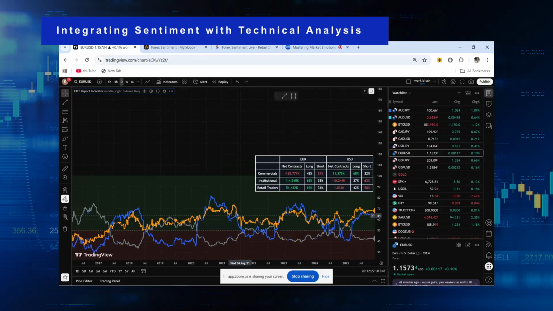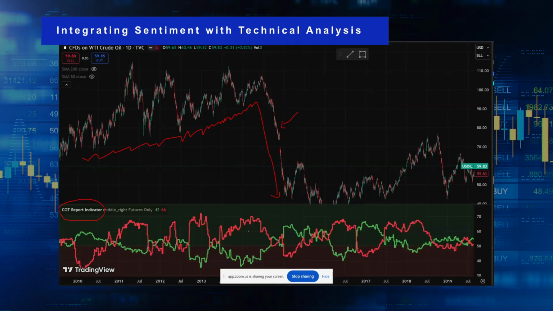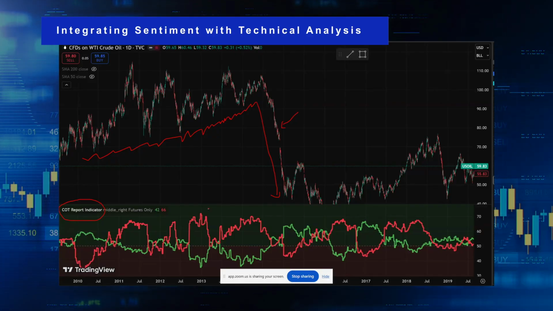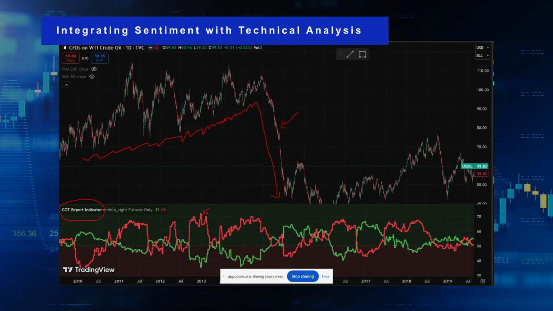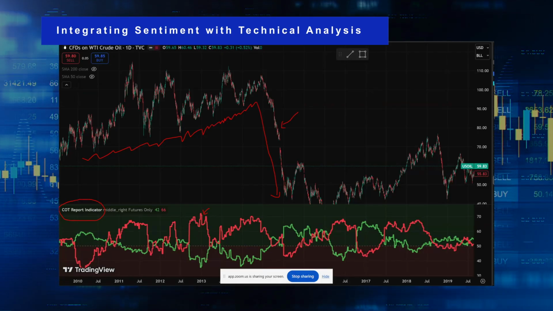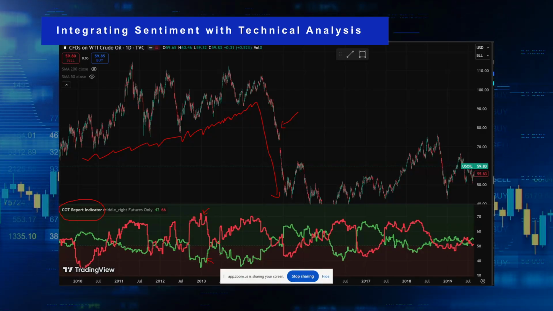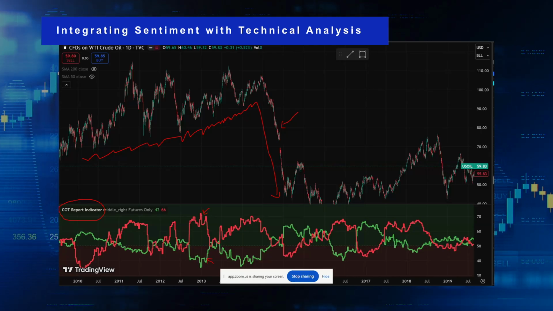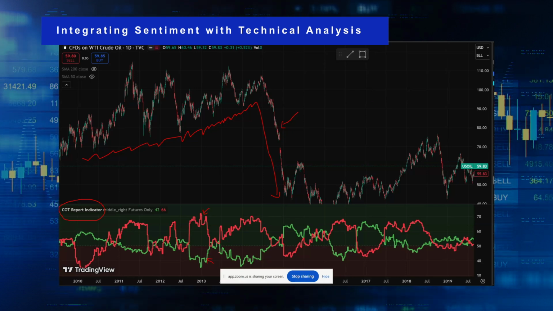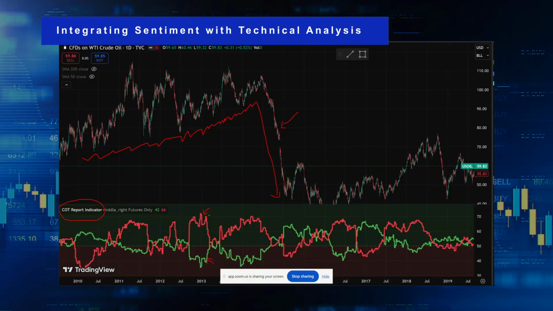COT report indicator. You can change the color accordingly, and I change it to red and green, and I remove the retail trader aspect. Okay, so this one is my non-commercials, meaning hedge funds who speculate. This one is the commercial traders, meaning companies who use futures and options to hedge against the currency to prevent their international businesses from losing money due to currency fluctuations and exchange rate risk. Okay, so you can remove the retail trader portion, and then you can use the color that I used.